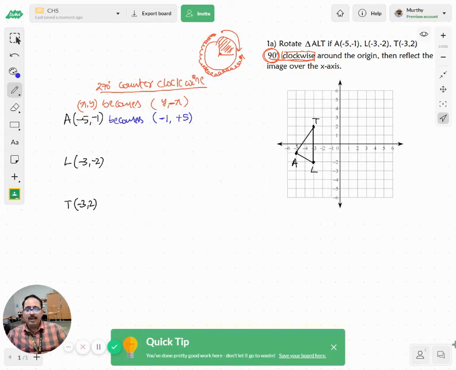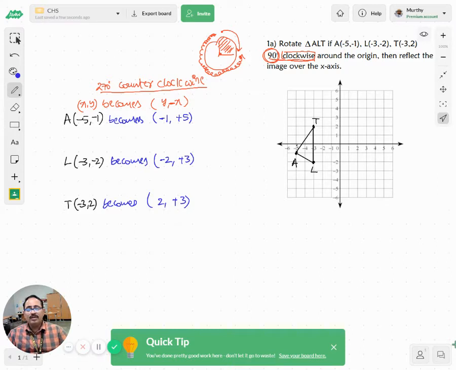Next, L (-3, -2) becomes, we have to swap their places, x and y, and the x value is to be switched from negative to positive. So this one becomes (2, -3), and we have to switch the sign. Well, now you have to plot these points.